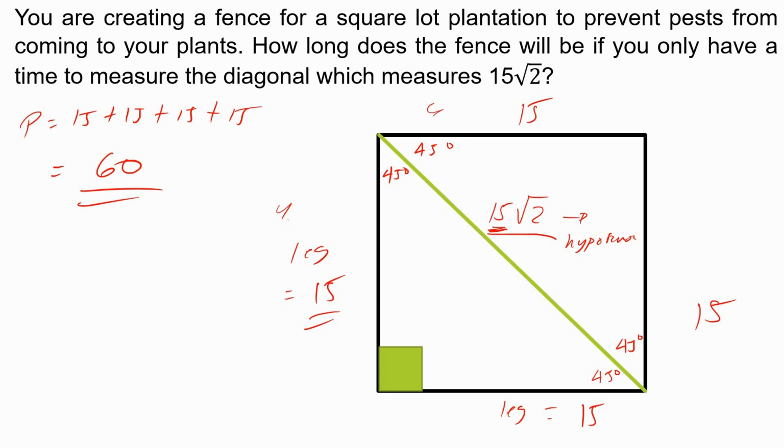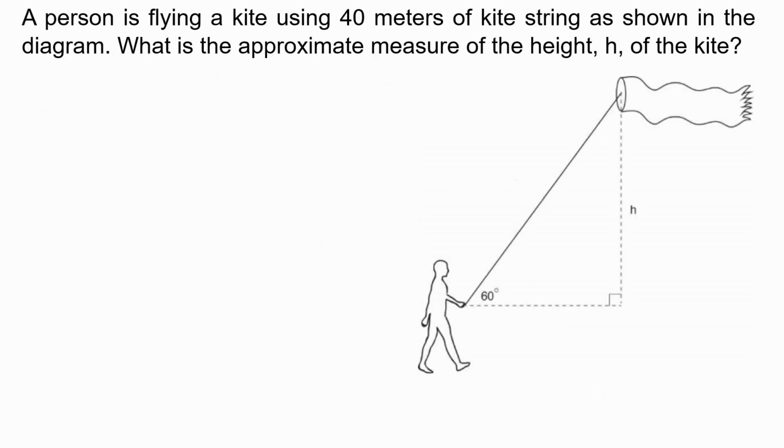For the next problem, this will be the last problem. A person is flying a kite using 40 meters of kite string as shown in the diagram. What is the approximate measure of the height, h, of the kite? So we have a clue here that the person is handling the kite string at a measurement of 60 degrees. That would mean automatically this is 90 and this is 30 degrees in measurement. So the problem is you need to get the measurement of this one.